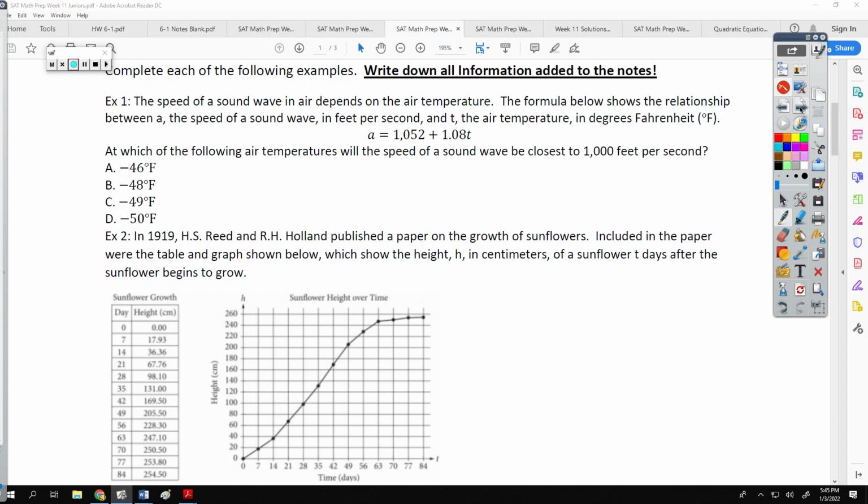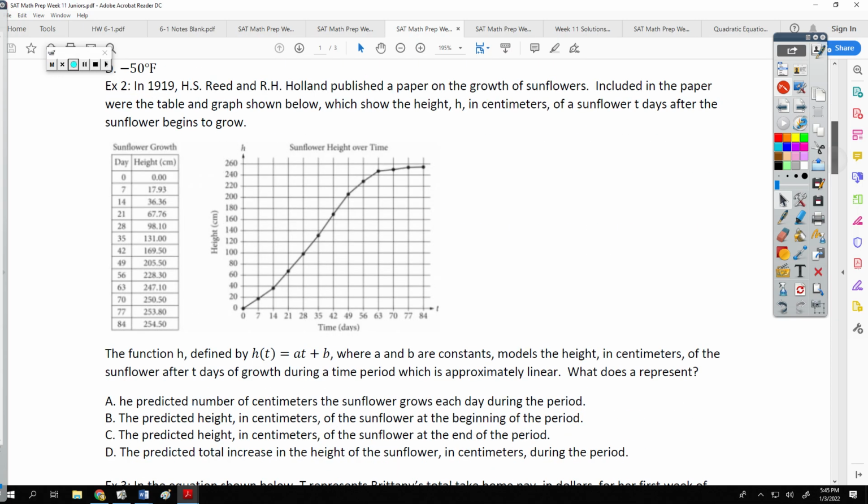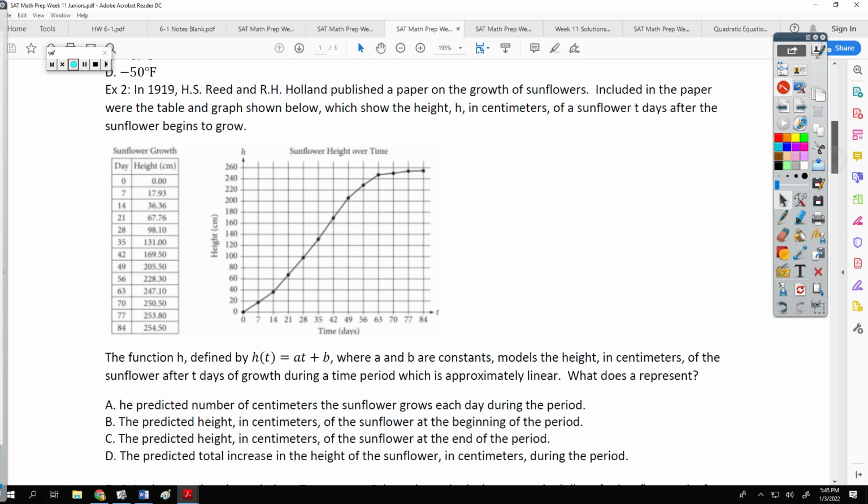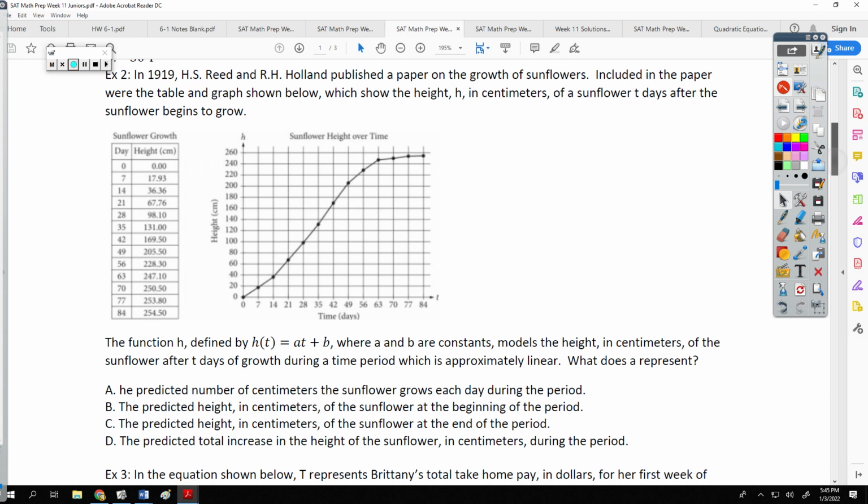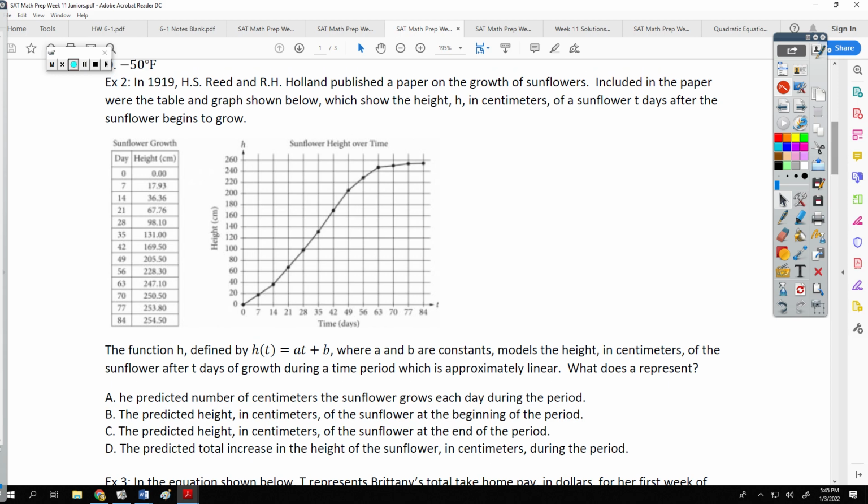Okay, on to example 2, which I'm going to have to center on the screen here. It says, and this one's really, really wordy, and it didn't print very well, so hopefully you can read it on your paper. In 1919, H.S. Reed and H.R. Holland published a paper on the growth of sunflowers. Included in the paper were the table and graph shown below, which show the height, h, in centimeters of a sunflower, t days after the sunflower begins to grow.